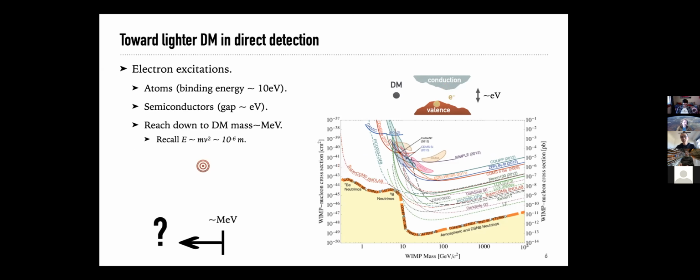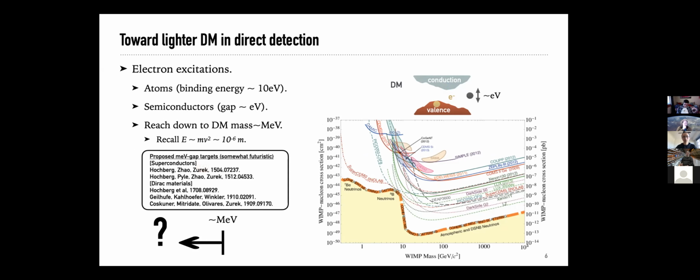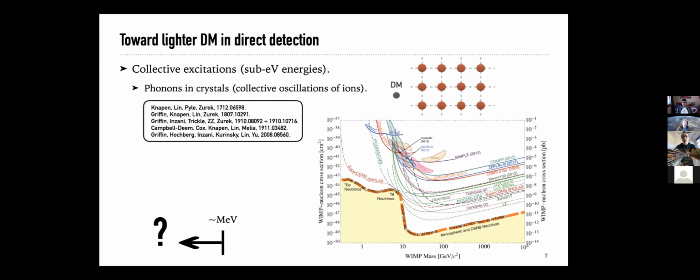But again, we can ask the same question: what if we want to detect even lighter dark matter? For dark matter lighter than about an MeV, it doesn't carry enough energy to trigger an electron transition of order eV. So we can't use electron excitations for direct detection. But of course, I should mention that there are some targets with much smaller band gaps, order milli-eV, that have been proposed, including superconductors and Dirac materials, but these are somewhat futuristic in terms of experimental prospects. So we like to look for something that's more readily available for experimental realization.